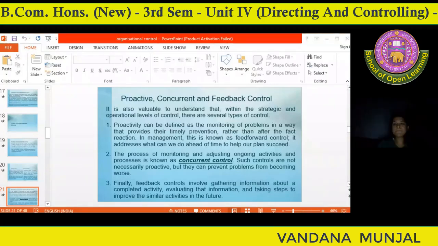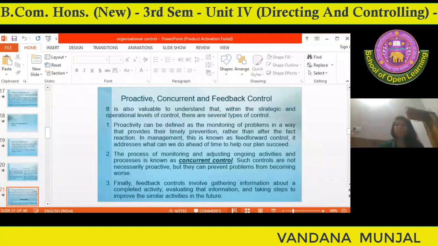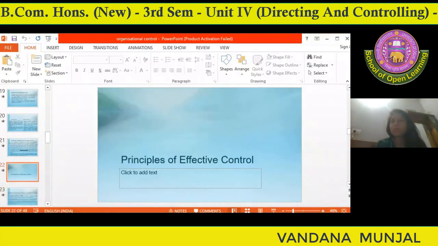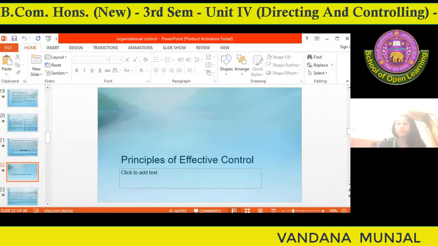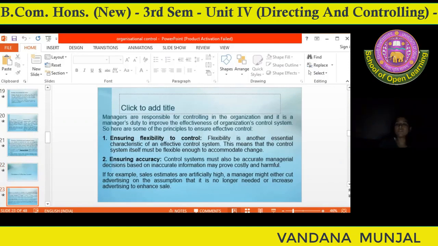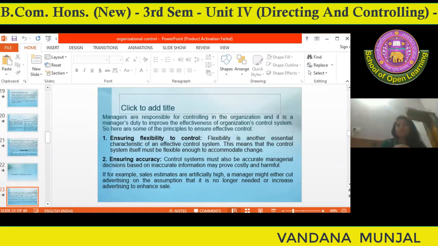Now, the next is principles of effective control. What all things you should keep in mind while controlling, while exercising, or while performing the control function. Okay, the first principle is that you should ensure flexibility. ठीक है। Flexibility का क्या मतलब है कि आपके यहाँ पे scope होना चाहिए to accommodate any sort of changes that might arise. मैंने आपको अभी बताया था that there are certain factors which are beyond the control of the organization. Now with respect to such factors, you should go for flexibility. You should be flexible enough to accommodate all those changes. So this is one of the first principles of effective control, that is to ensure flexibility.